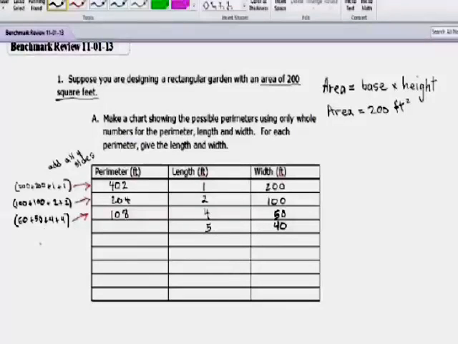The only restraint that you have to remember is whatever numbers you pick for your length and width, when you multiply those two numbers together, they have to give you 200. Now, if you notice, I'm only picking certain lengths and widths. The reason I'm not picking, let's say, 7 is that I don't have any whole number times 7 that'll give me 200. Or I don't have any whole number times 6 that'll give me 200. So I'm only picking the numbers that when I multiply it by another whole number will give me 200.